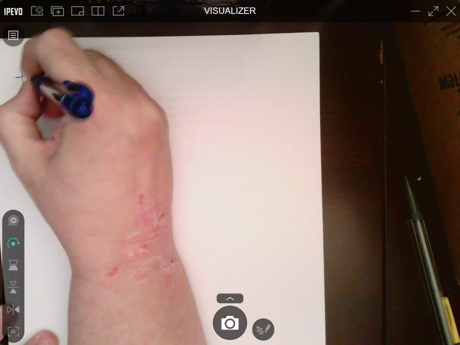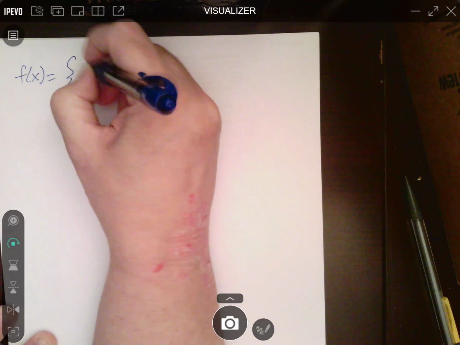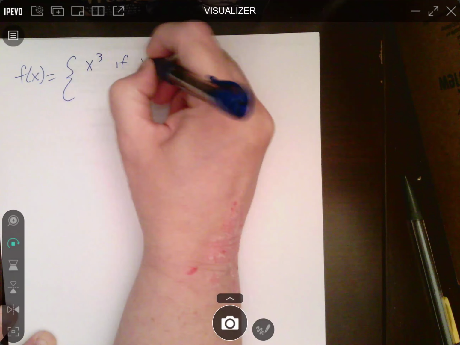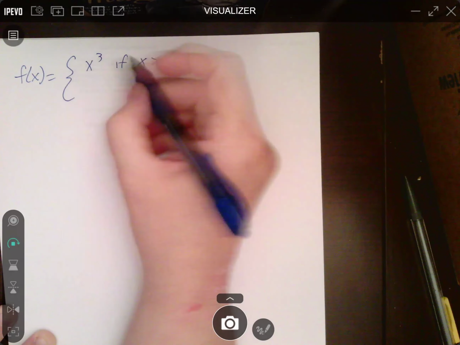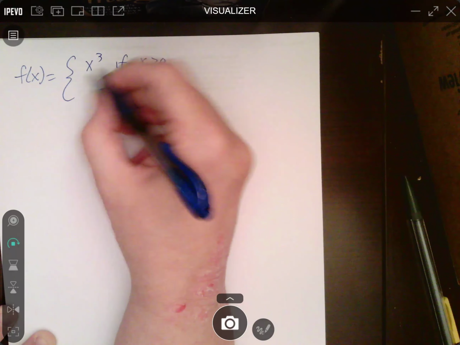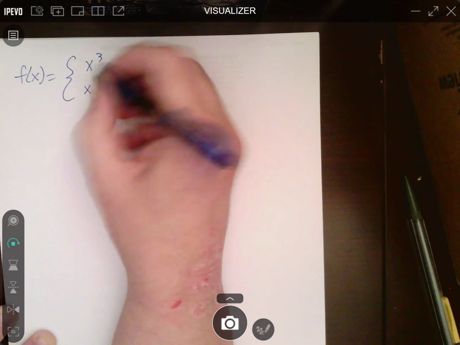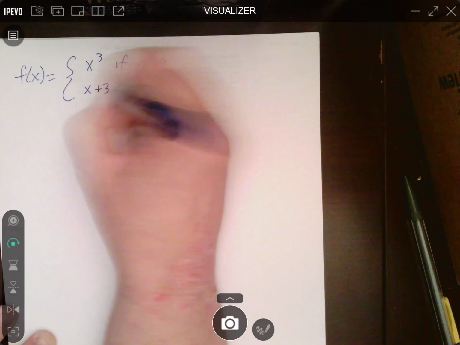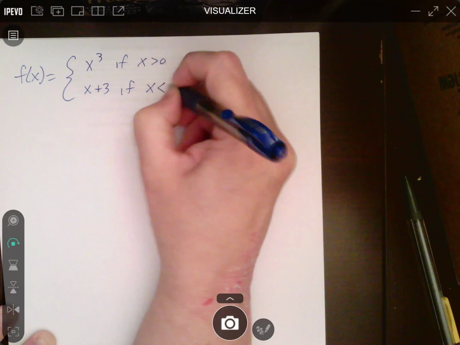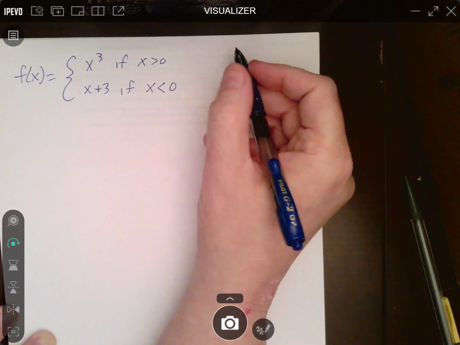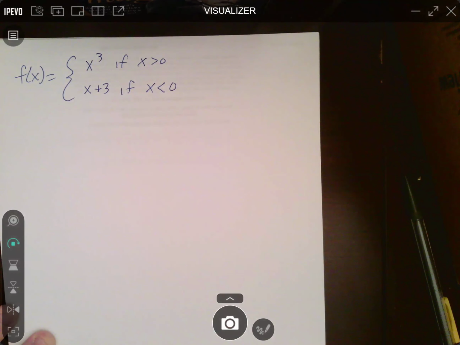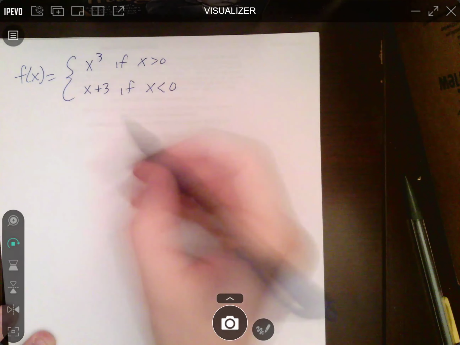We could have something like f of x equals x cubed if x is greater than 0, and x plus 3 if x is less than 0. So what does that look like?